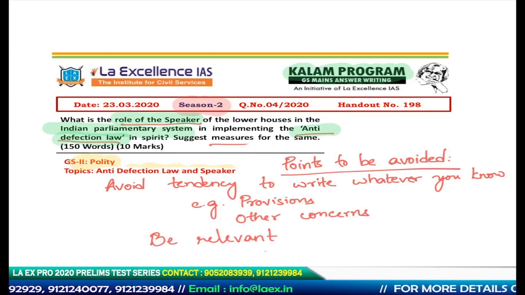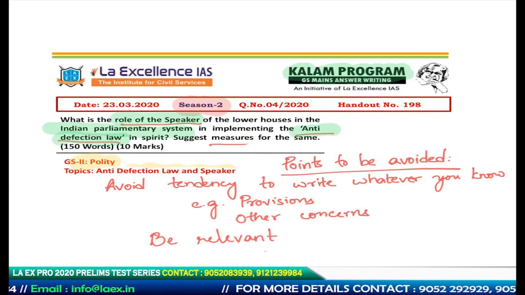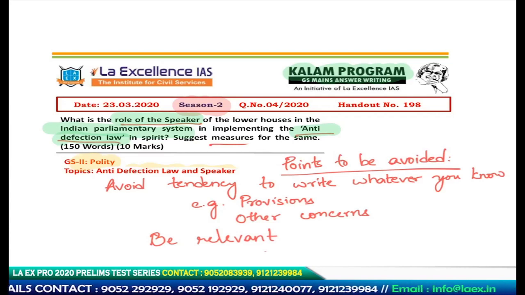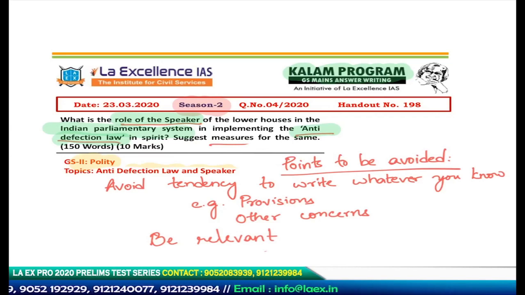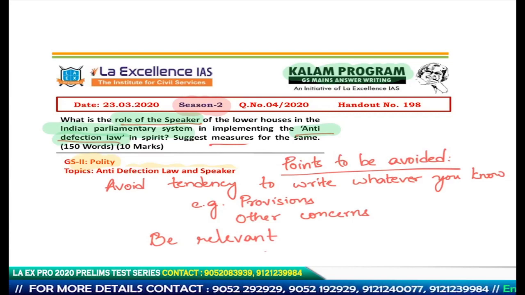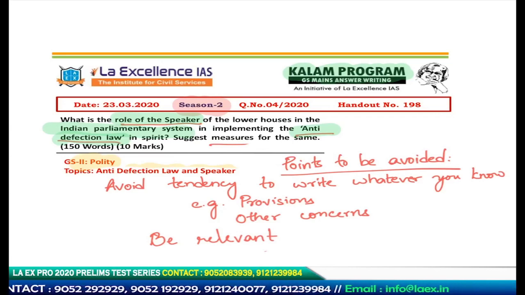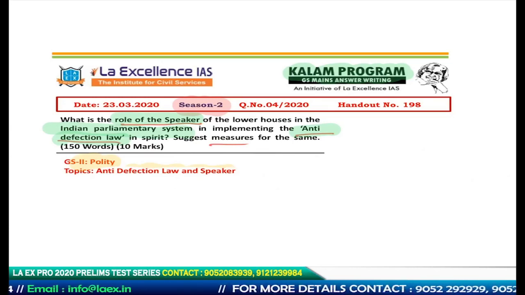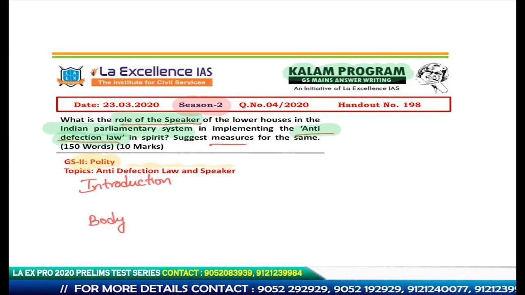For example, while writing about anti-defection law, one may write that it promotes mass defection by way of mergers. One may also say that it discriminates between nominated legislators and independent legislators. And one may also get tempted to write about the provisions which cause disqualifications. All these things may be important for another question, but for this question we have to stick to the topic of the question, or to the demand of the question, and we have to answer in a more relevant manner. Let us see how to approach this question. We will write the answer in 3 parts: introduction, body, and conclusion.